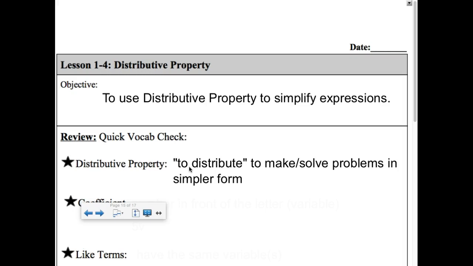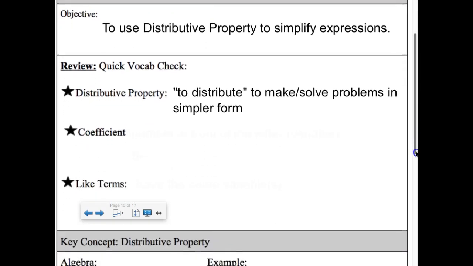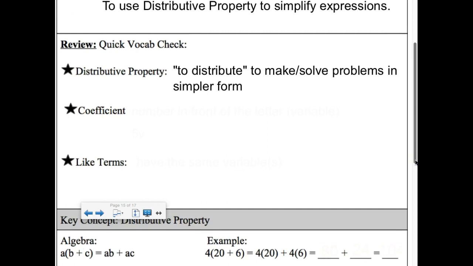Okay. We're going to see this word coefficient. You're going to see this a lot this year and throughout your high school math life. Coefficient, it's the number in front of the letter. Remember, a letter is a variable in math. So for example, that 5v, this 5 here, we call that the coefficient. It's the number in front.